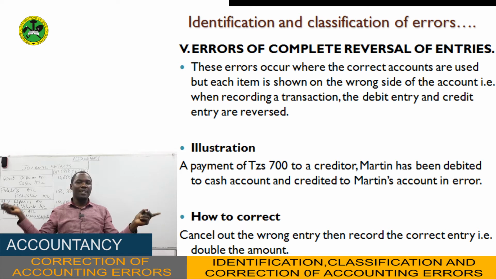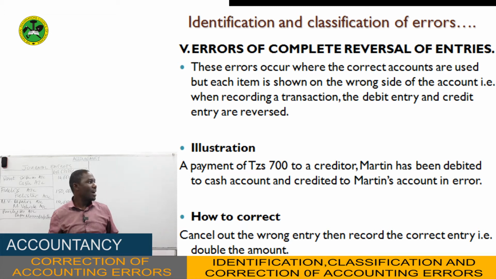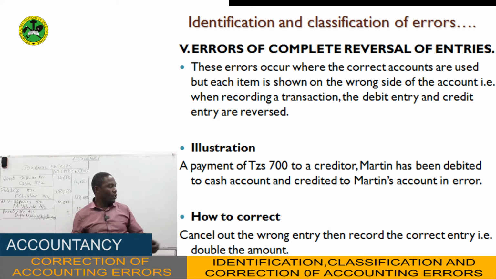So if you reverse the transaction, maybe let's say it was a cash payment for an expense, instead of debiting the expenditure account and crediting the cash account, you record it vice versa. You debit the cash account and you credit the expenditure account. That will be an error, constituting errors of complete reversal of entry. So how to correct this?